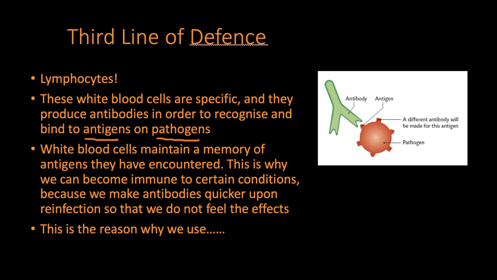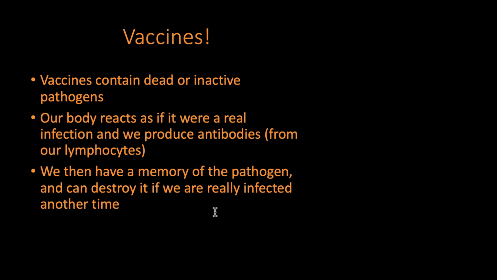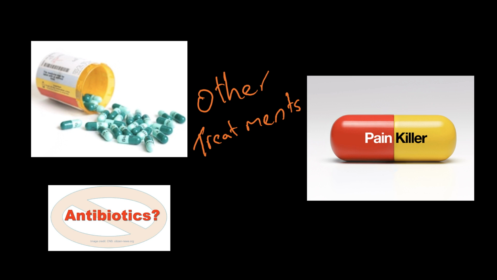And that is actually the reason for vaccines. So vaccines actually contain dead or inactive pathogens, right? Vaccines are obviously injections. Our body reacts as if they were real infections, and it produces antibodies or lymphocytes for them, right? And so that means that eventually you have a memory of that antigen or that pathogen, but you're not getting infected by it because they're actually dead or they're inactive. But it means that if you come across the real thing another time in real life, you already have the antibodies in order to attack it. So that is great.